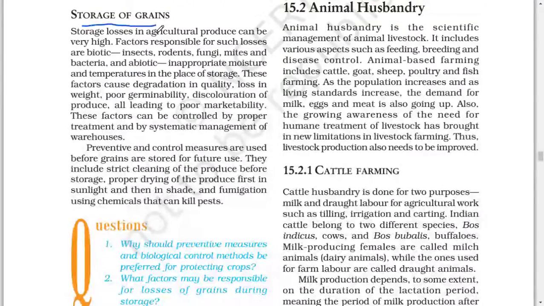Storage of grains. Storage losses in agricultural produce can be very high. Factors responsible for such losses are biotic: insects, rodents, fungi, mites and bacteria; and abiotic: inappropriate moisture and temperature in the place of storage. These factors cause degradation in quality, loss in weight, poor germinability, discoloration of produce, leading to poor marketability. These factors can be controlled by proper treatment and by systematic management of the warehouse.